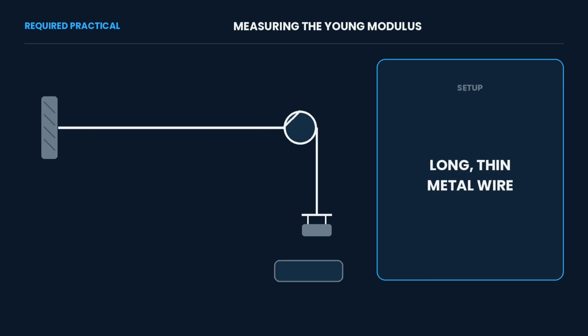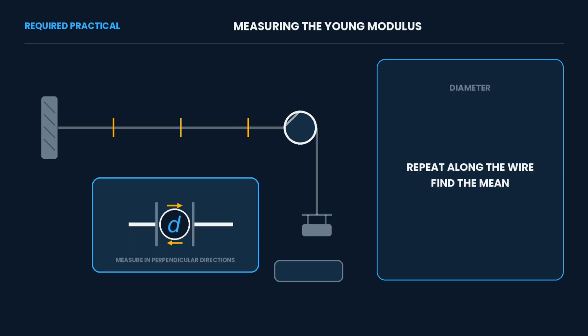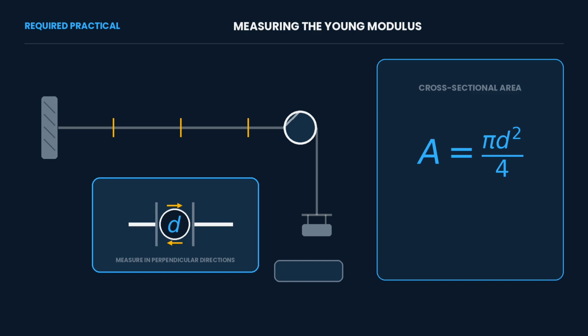Now let's clamp a long thin metal wire and use a small preload to make it taut. Record the test length and zero marker position. Measure the diameter with a micrometer at several positions and in perpendicular directions. Find the mean and then calculate the area using πd² divided by 4.